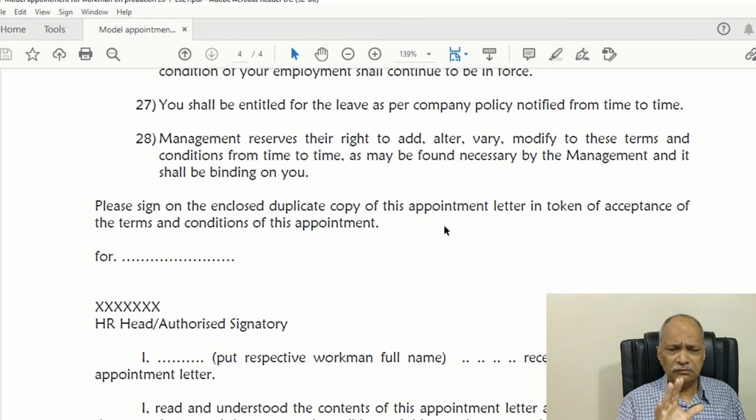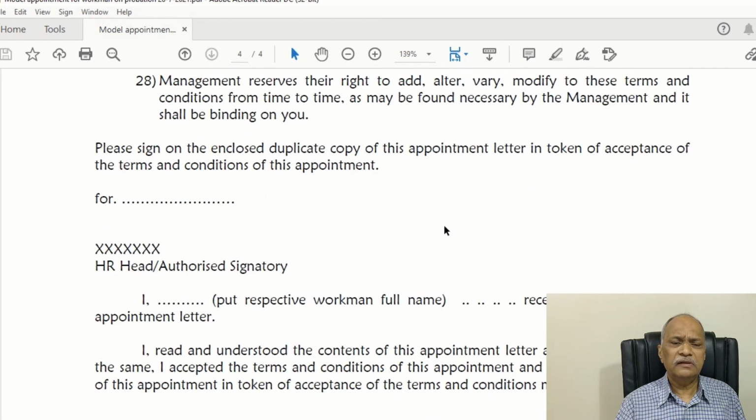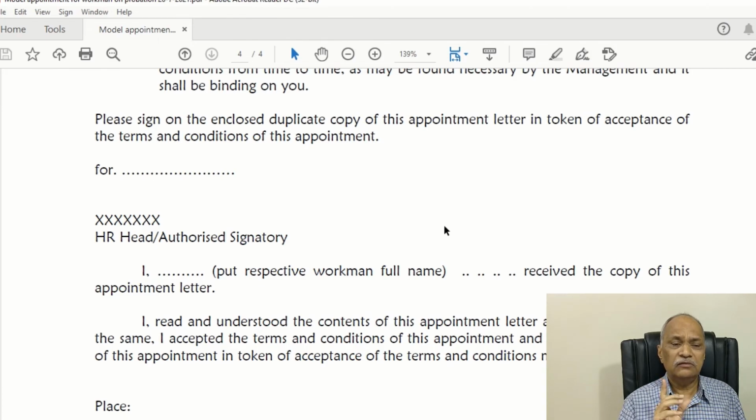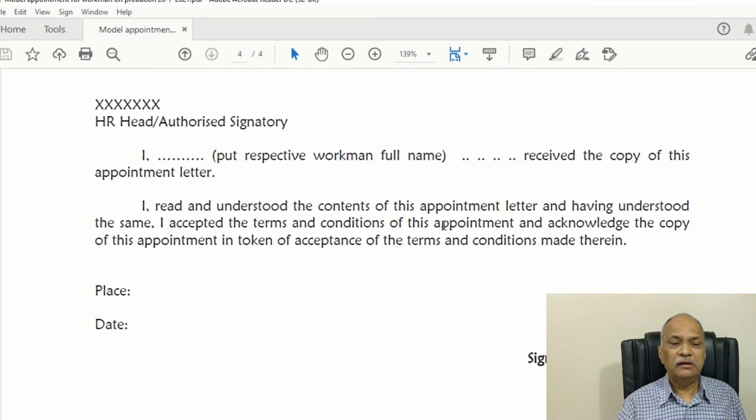Once this letter is fulfilled and complete, then from company side, some authorized person has to sign this letter. Then workman has to put the initials as an acceptance and mention that workman has read and understood the contents of appointment letter and employment terms and conditions, and put the initials. This is how appointment letter becomes an ideal or model appointment letter.